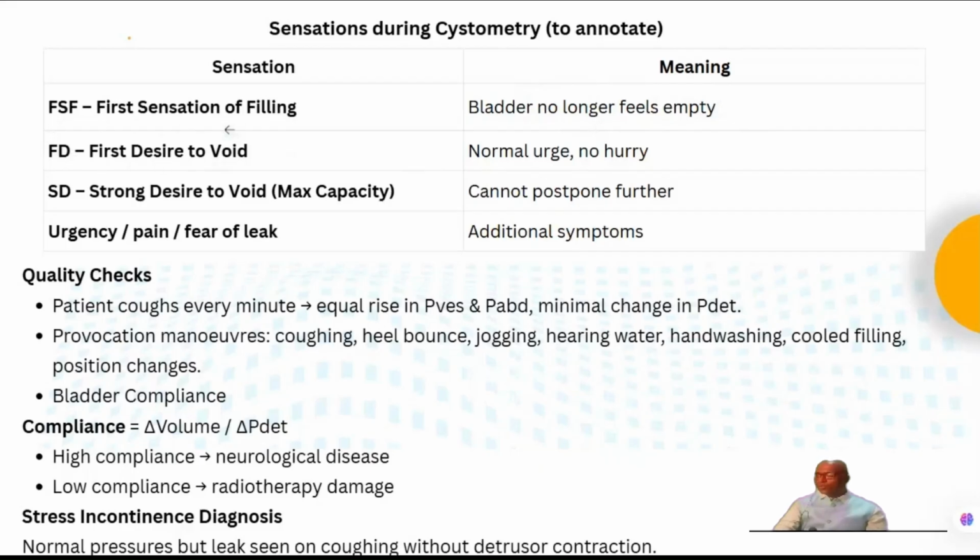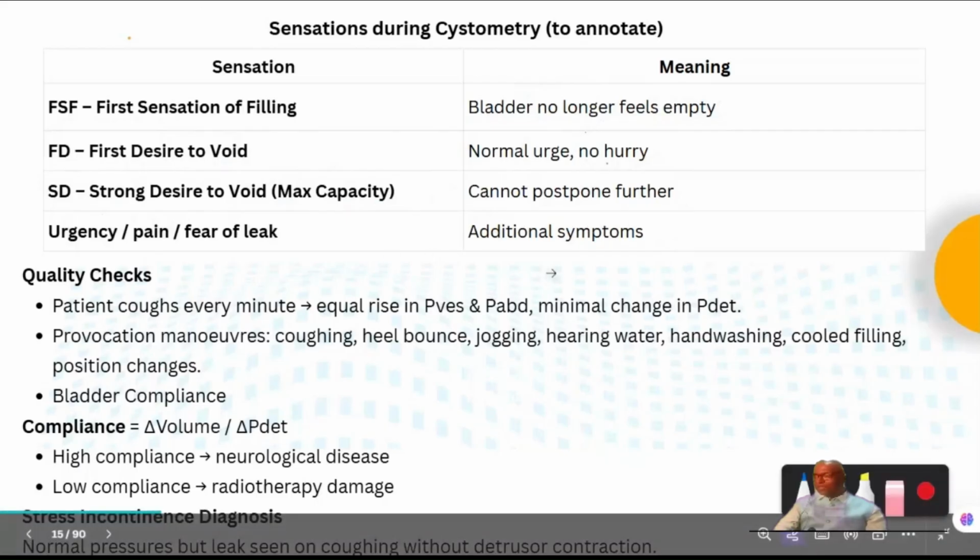Then first desire to void. That is a normal urge. There is no hurry, because it has got a good compliance. Then next is a strong desire to void. That is, the maximum capacity has already been reached. Here the patient cannot postpone further. The patient has to void the urine. That is the strong desire, denoted as SD. Then there may be urgency, pain, or fear of leak. These are the additional symptoms which we need to annotate.